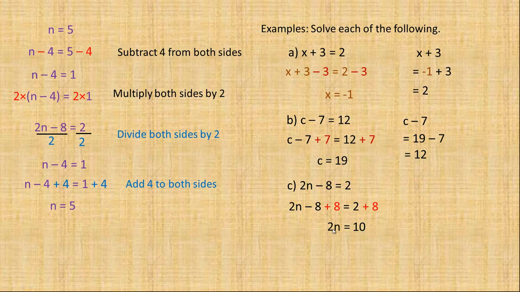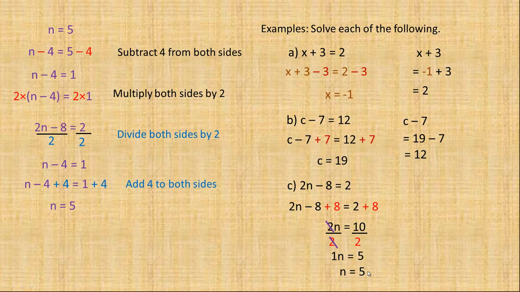So I want to know what n is, not what twice n is. And you see the 2 and the n are multiplied. The opposite of multiplying n by 2 is to divide by 2. So these 2's divide out to give you a 1n on the left. And 10 divided by 2 is 5. Now, we don't usually write the 1n. We normally just write it as n equals 5 because 1n and n are the same thing.